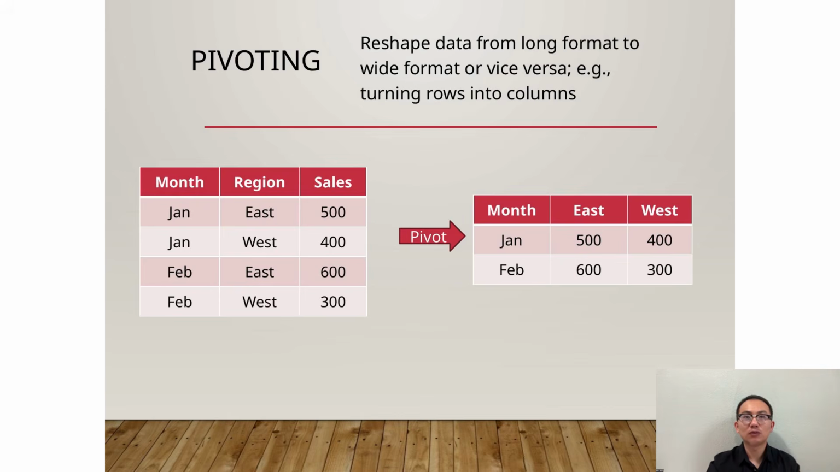Pivoting means rearranging your data, usually switching between what's called a long format and a wide format. A great example is when you're using pivot tables. They let you quickly explore your data across two or more dimensions. Imagine you have a dataset that tracks monthly sales by region. If you pivot the data, you can turn the region values, like East and West, into separate columns. Now, instead of repeating the region name in each row, you'll have one column for East, one for West, and so on. This format can make it much easier to compare numbers side by side across categories.